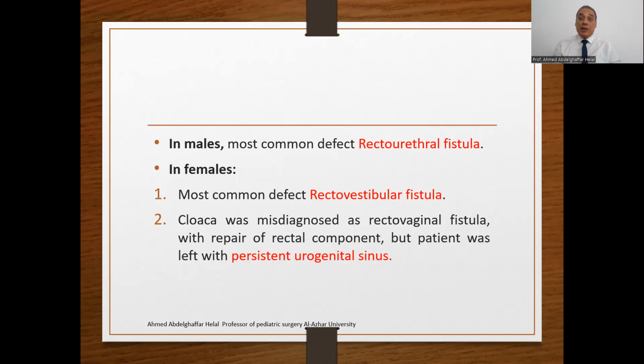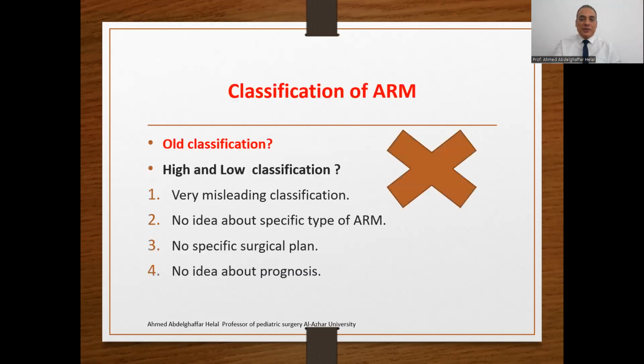Cloaca was misdiagnosed early as a type of rectovaginal fistula. However, this was corrected, as many cases of rectovaginal fistula are actually a cloacal malformation. Previously, as a result of this wrong diagnosis, the repair was done for the rectal component only, leaving the patient with what's called a persistent urogenital sinus. And we will explain this later.